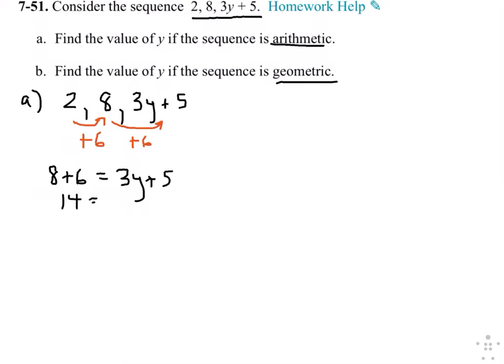So 14 equals 3y plus 5. We subtract 5 from both sides. We get 9 equals 3y. We divide both sides by 3, and we get y equals 3.